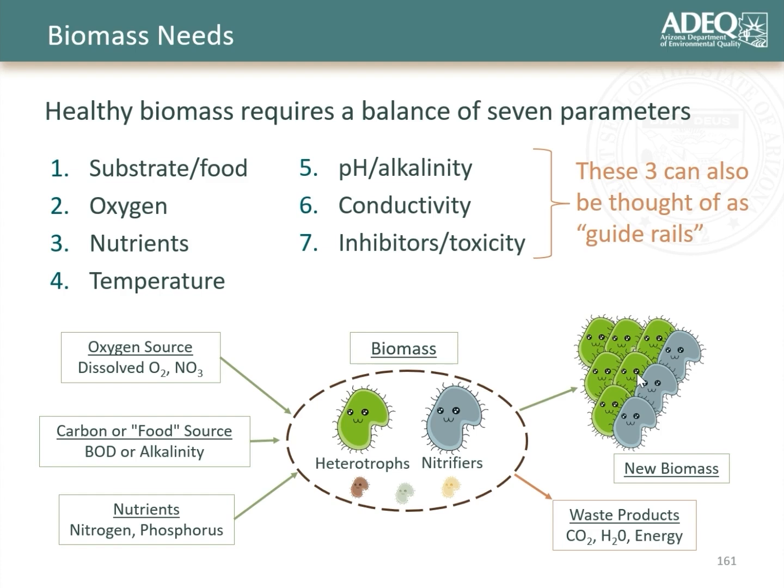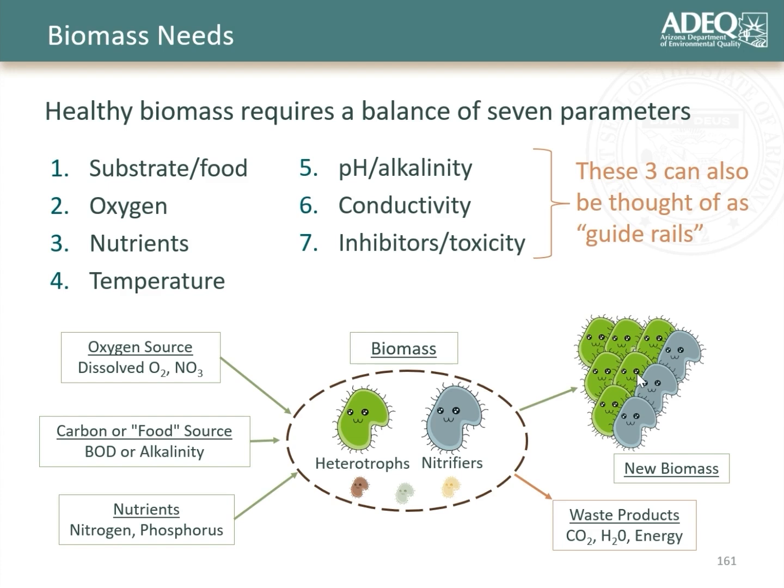Number 3 is nutrients. They're going to need some levels of nitrogen and phosphorus, whether you're doing nitrogen removal or not, or phosphorus removal or not. You need some nitrogen and phosphorus, which is normally present in wastewater in abundance anyway, so it's not something you have to worry about. Number 4 is the proper temperature. You want to make sure the temperature of the wastewater is where the bacteria best operate.